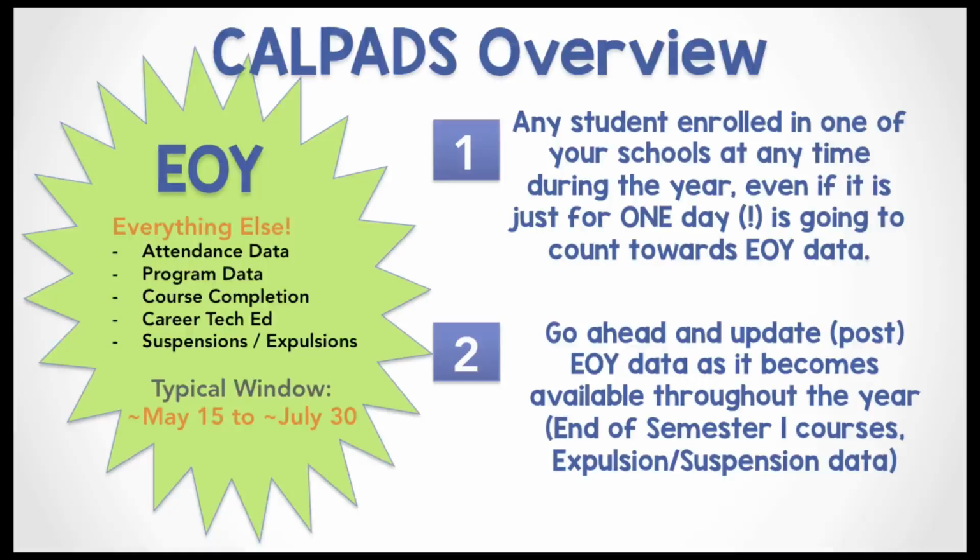So again, unlike Fall 1 and Fall 2 that have a single census date, first Wednesday of October, that they sort of key off of, end of year looks at the entire year, and that makes it a little bit more complex.